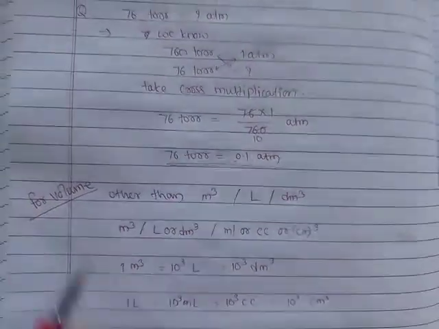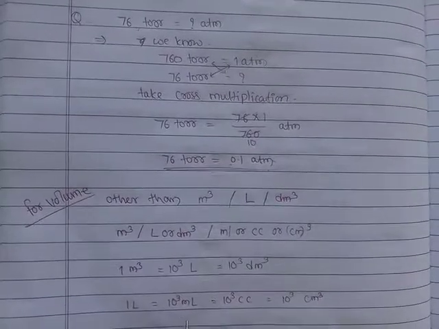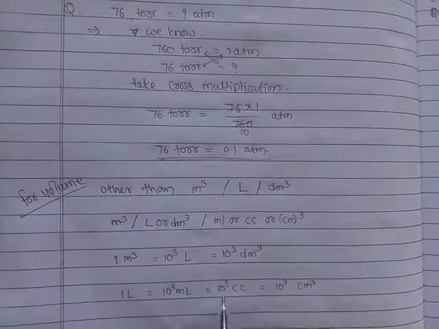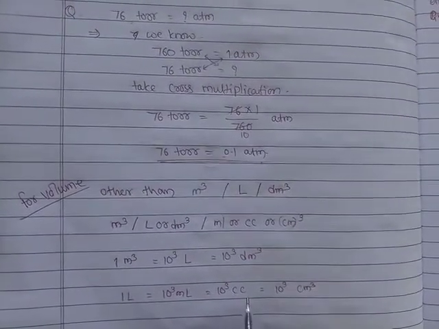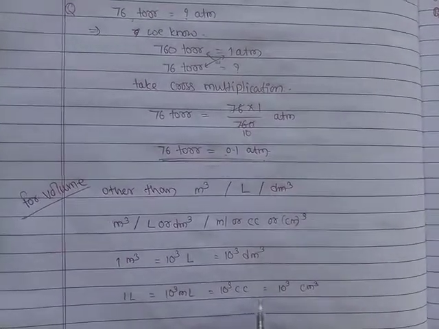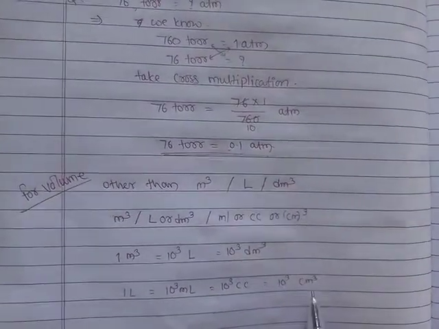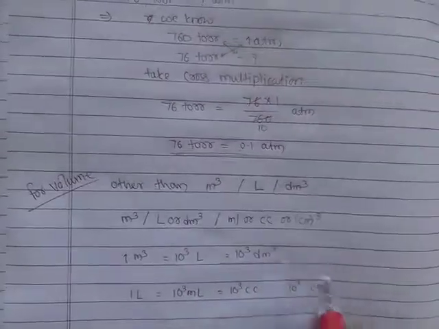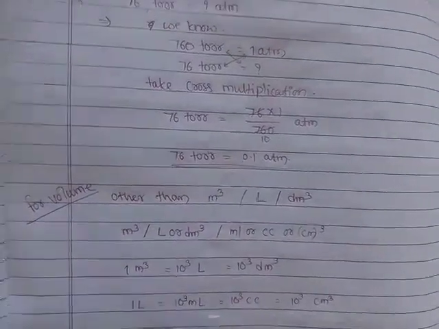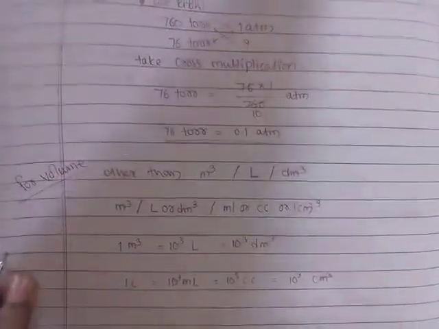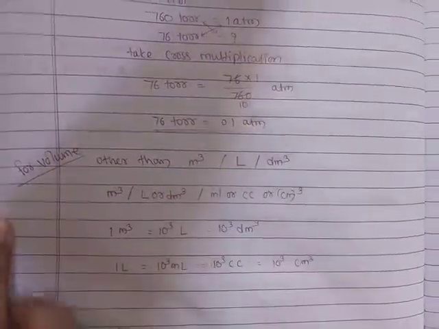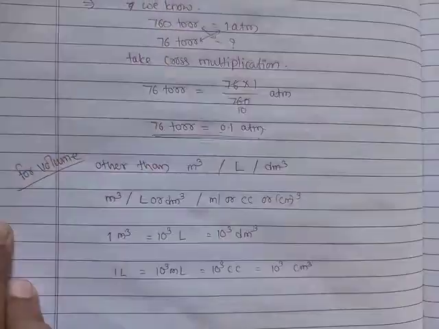Okay, and 1 liter is equal to 10 raised to 3 ml, which is equal to 10 raised to 3 centimeter cube or cubic centimeter. Means these are the very important factors by which we will convert the volume term into different units. Okay, this is overall about our 3 conversion factors of the values of R.